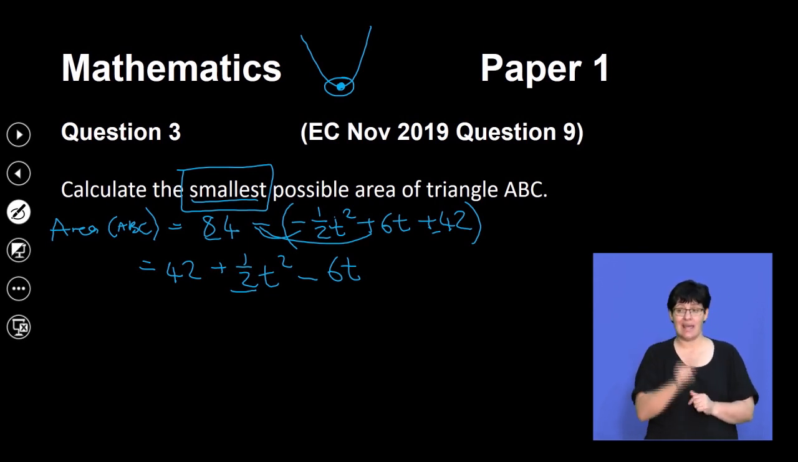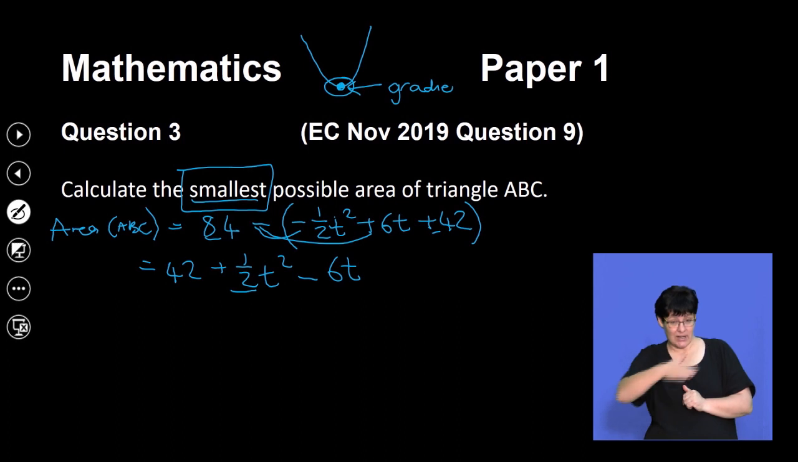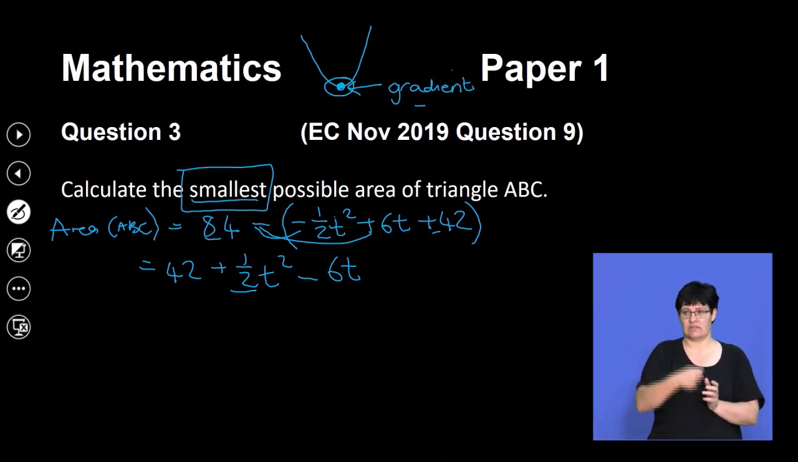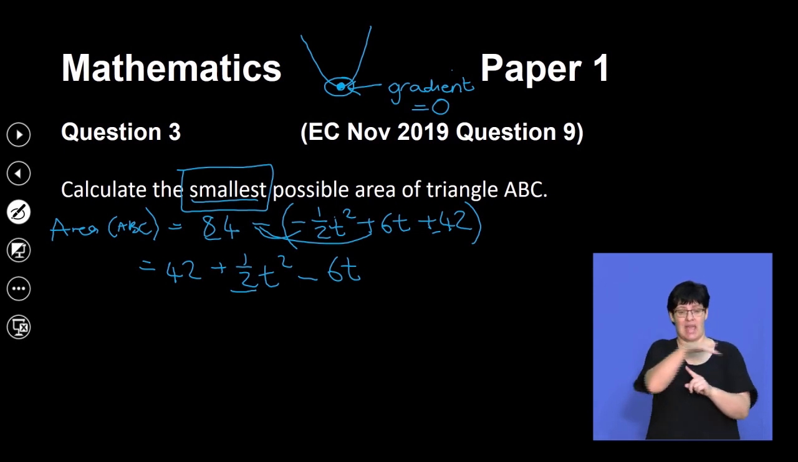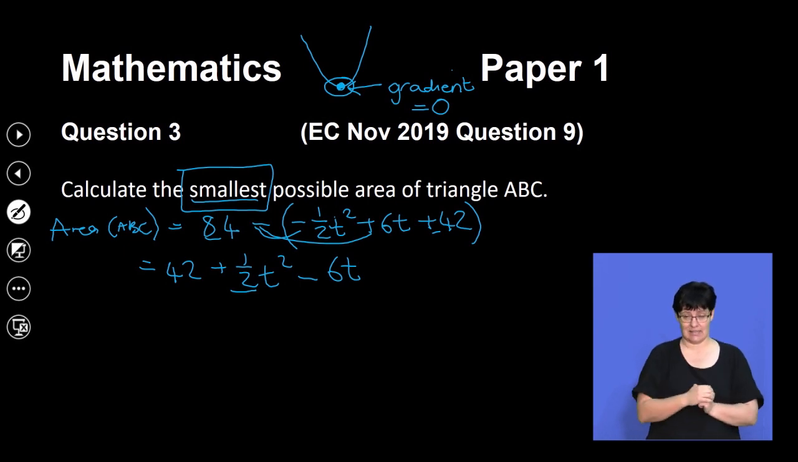And as I said, that happens when the gradient is equal to 0. And we all know that the gradient is the derivative. So what we need to do now is find the derivative of the area with respect to t, and then we need to make that equal to 0 and solve for t.